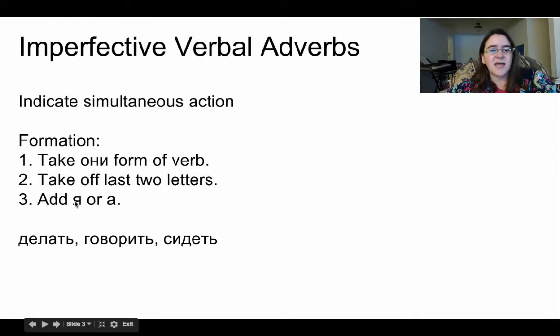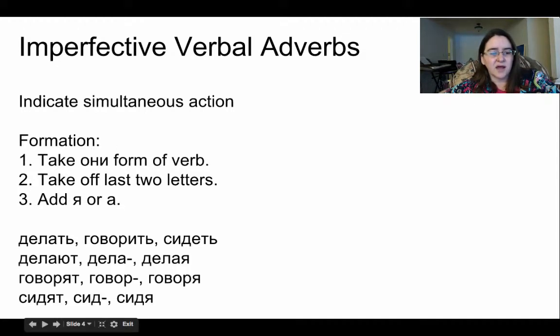So notice they end in -а or -я. So for the verb делать, for example, делая. Говорить, говоря. Сидеть, сидя. So if you see something like this in your reading or hear something that looks like a verb in the beginning but then ends in -а or -я, you can take a good guess that it might be a verbal adverb.